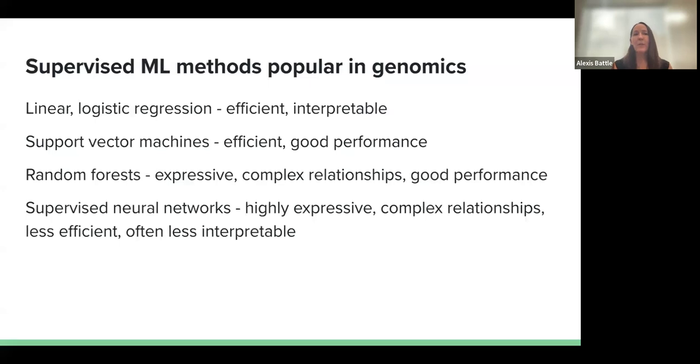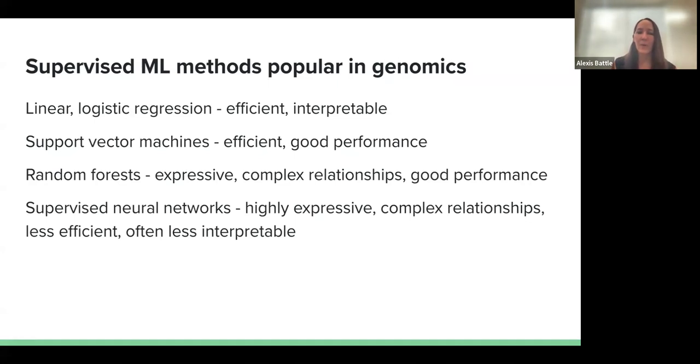So I've listed a few machine learning methods for supervised tasks that are popular specifically in genomics. So the first are simple regression methods such as linear and logistic regression. These are very efficient. They are interpretable in terms of what they are saying statistically about the relationship between the features and the outcome. Another is support vector machines. These are efficient and give quite good performance in practice in many cases. They are flexible. A simple support vector machine will be able to capture linear and additive relationships, but more complex kernels and support vector machines can allow us to encode interactions and other complex patterns in the data as well.